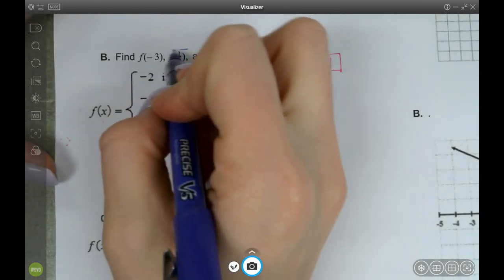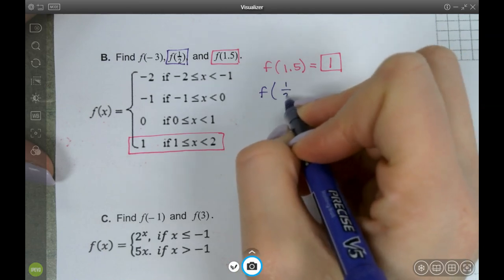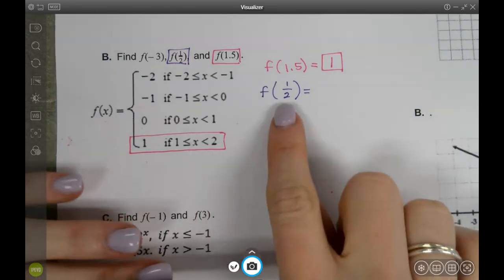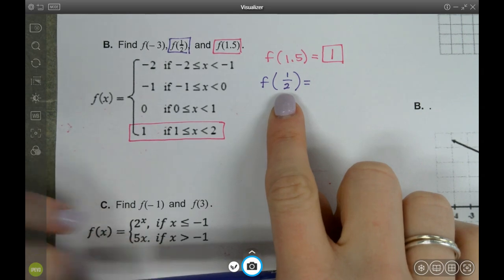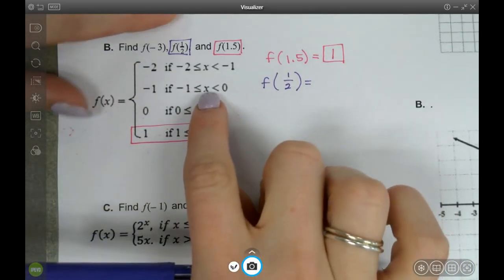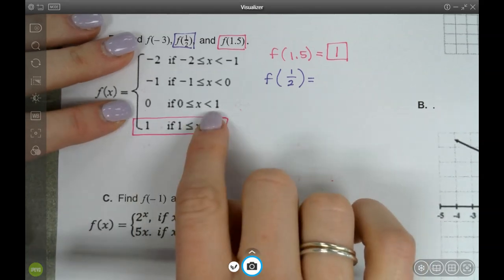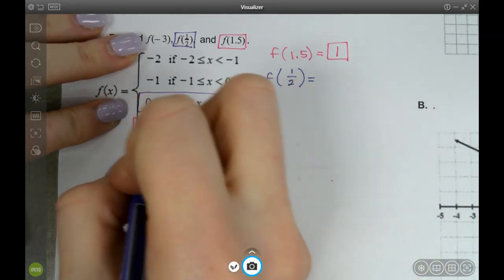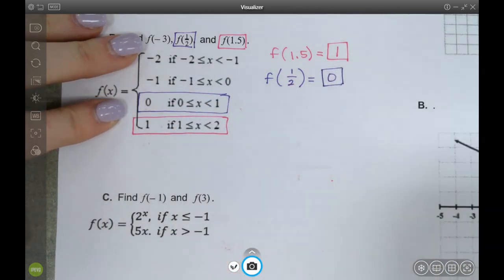The next one we have is f of 1/2. So what 2 whole numbers does 1/2 fall between? 0 and 1. So that's going to be this one, because we have 0 and positive 1. So if it's between 0 and 1, your y value is 0. So f of 1/2 is 0.